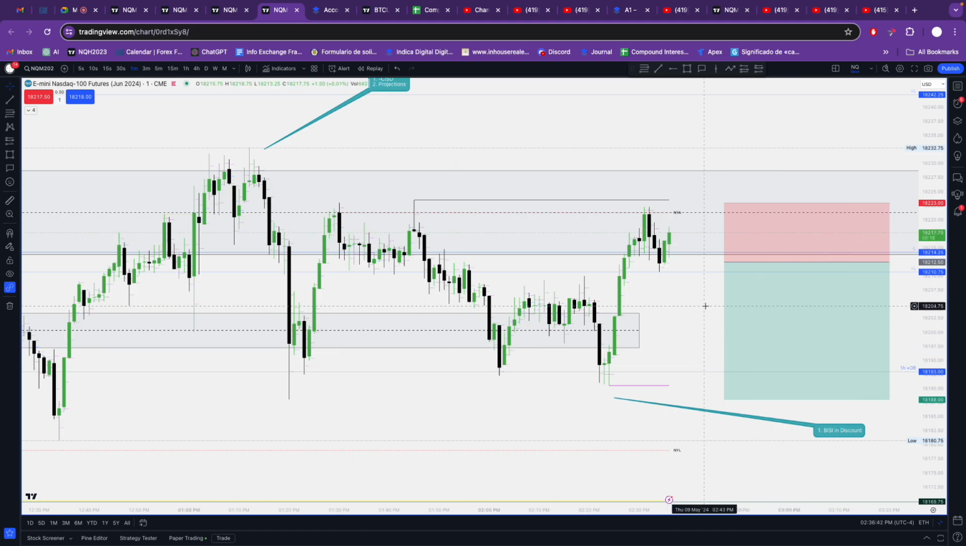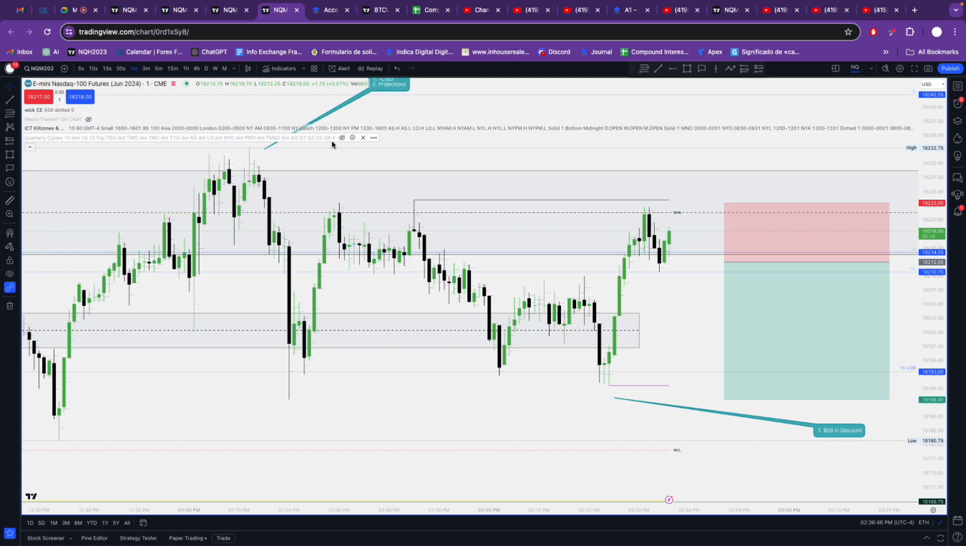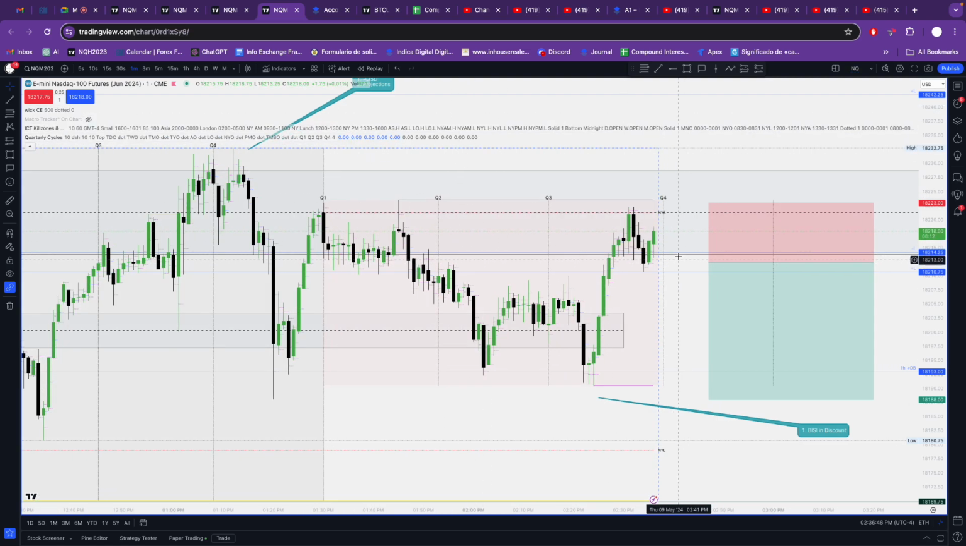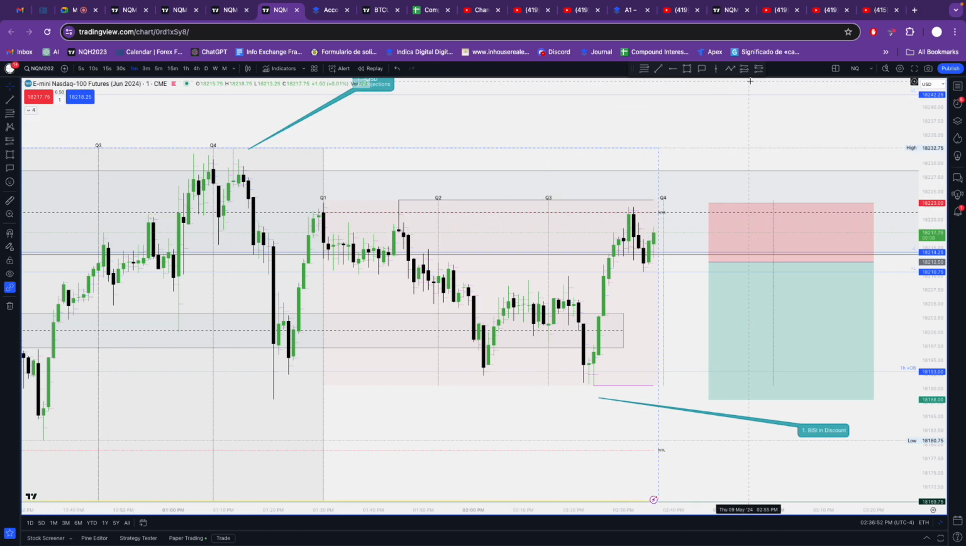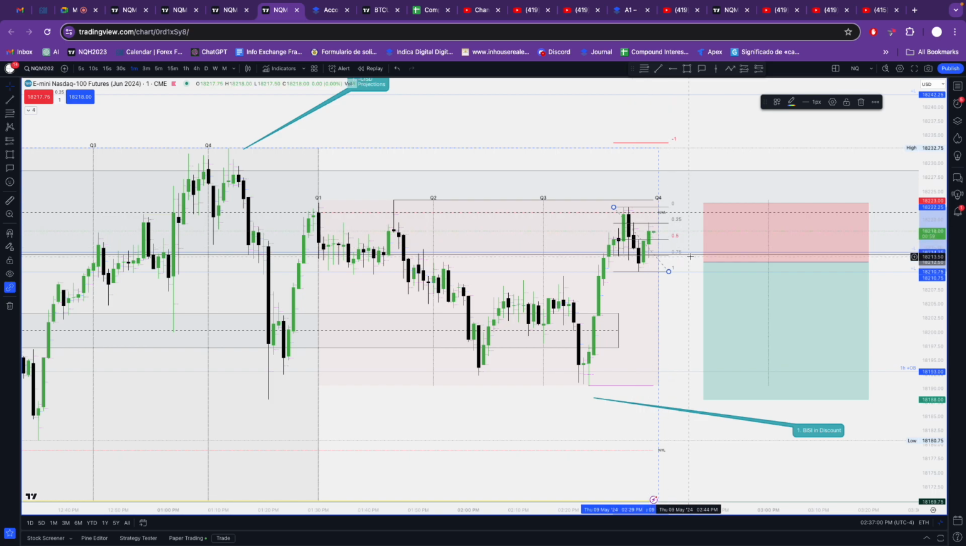Our knowns for shorting, well, one of them is quarterly shift, so Q4 right here. The second would be optimal trade entry, which we're in the upper quadrant of this little range here. Third would be drawing liquidity. Fourth would be an AMD setup, a breaker, model 2022.